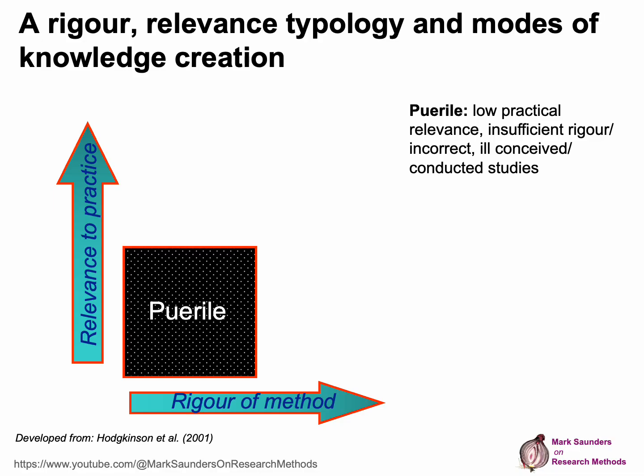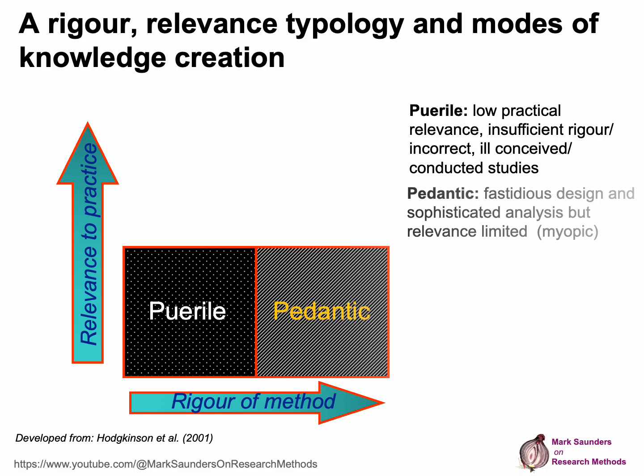And they call that puerile. We also see research which has absolutely amazingly fastidious research designs. It's well designed, the analysis is superb, but the actual relevance to practice is limited. This research tends to be very, very tightly focused and looking at a single thing in a great deal of depth, so we tend to refer to this as myopic.